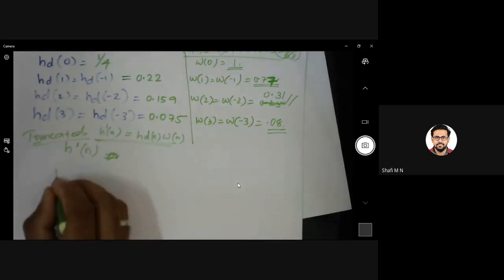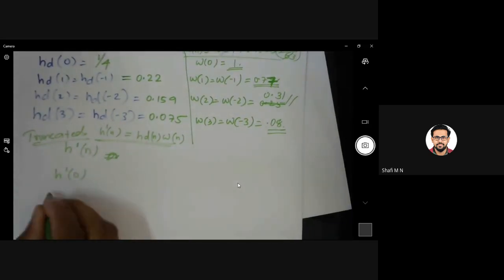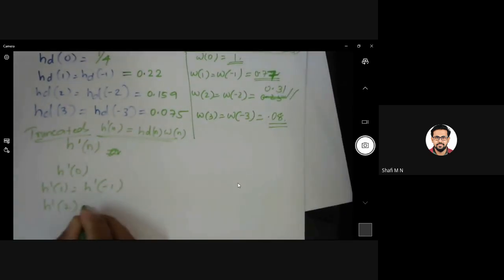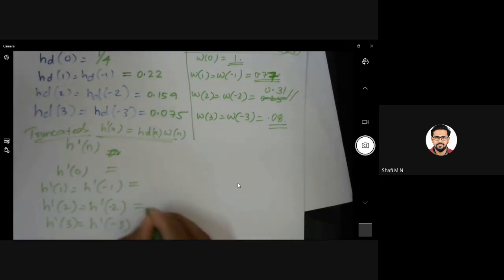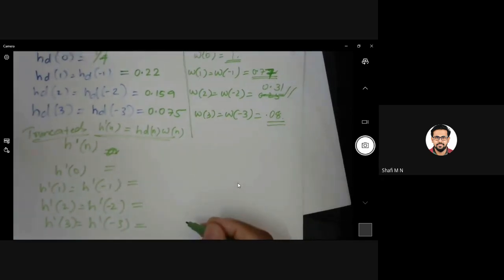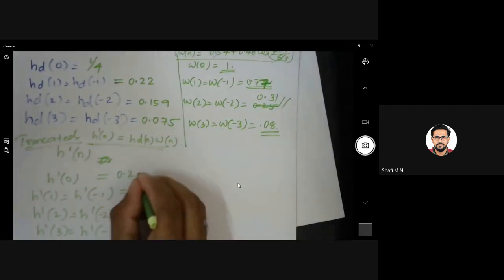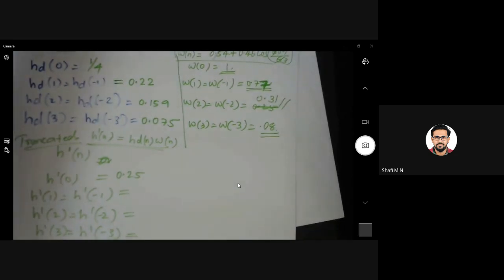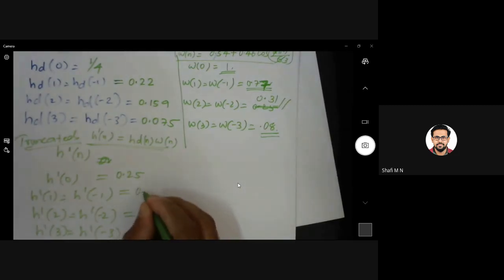You will have, see, h dash of 0, then h dash of 1 equal to h dash of minus 1, then h dash of 2 that is equal to h dash of minus 2, h dash of 3 that will be equal to h dash of minus 3. പെട്ടെന്ന് മൾട്ടിപ്ലൈ ചെയ്ത് വാല്യൂസ് എന്ന് പറഞ്ഞാൽ we will wind up 1 into 1 by 4, this is 1 by 4, 0.25, 0.77 into 0.22. So that will be 0.1694.